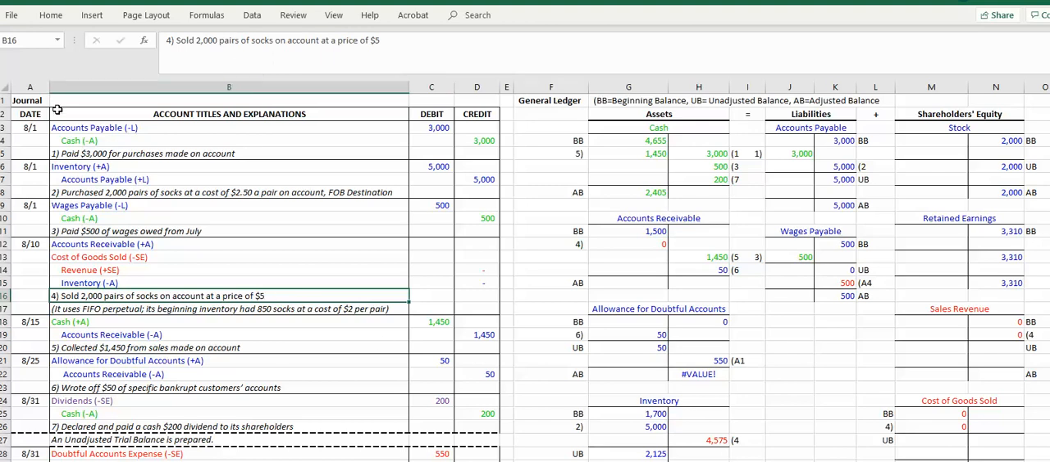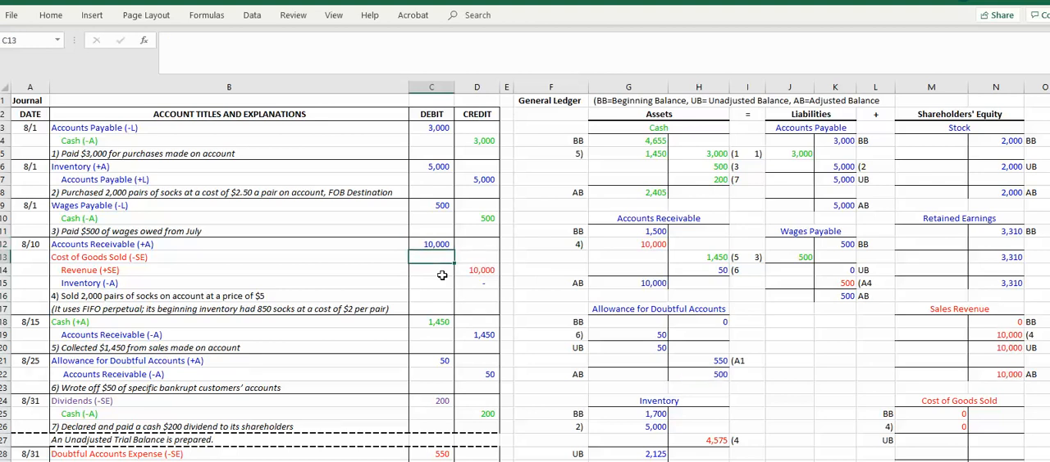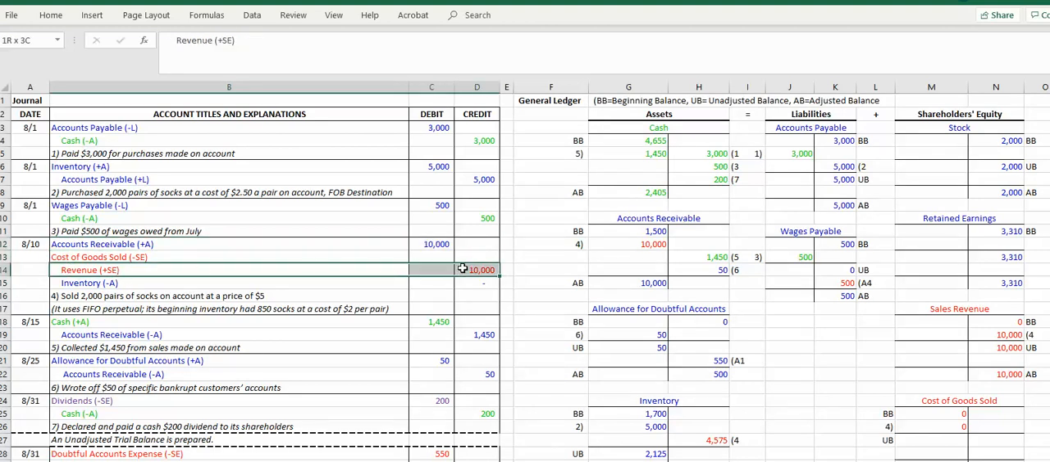Just like when you buy the socks, when you sell them, you're not going to sell them at a different price just because of an inventory method you choose. So it's $5 the price times the quantity sold, and this is 2,000 pairs of socks. So that is our receivable, what we're going to receive in cash later, an asset, and then that's our credit to revenue. Now we also have to record the cost of the sale.